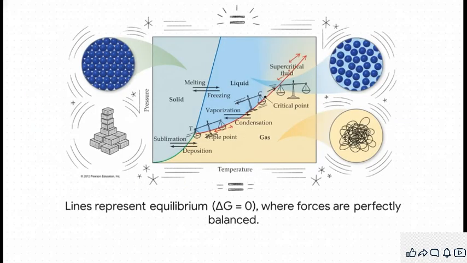And here is where it all connects so beautifully. You see those lines that separate the different states? On those exact lines, our Gibbs free energy, that delta G value, is exactly 0. It's the tipping point. It's a perfect equilibrium, where the drive for low energy and the drive for high disorder are in a perfect stalemate. So on this line right here, melting and freezing are happening at the exact same rate.